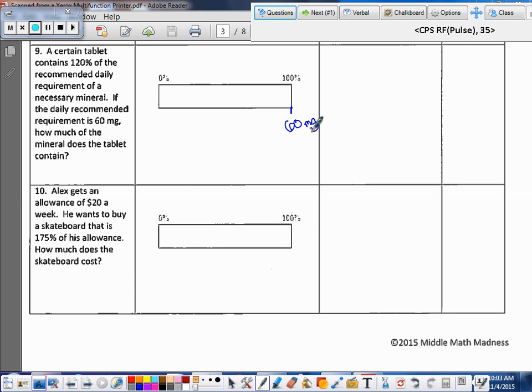Very good. Now, we need to break this down so we can get numbers that'll get us to 120%. So let me ask Jeremiah, how should I cut this bar so I can get numbers that'll get me to 120? 10. I can do 10s. Is there anything easier? 20? 5s would be more pieces. 15. 15s will go to 120 very easily.